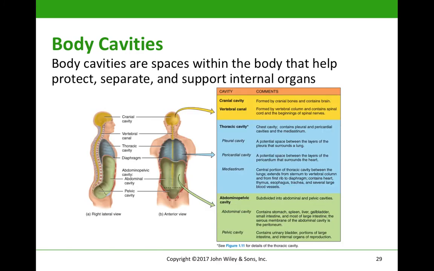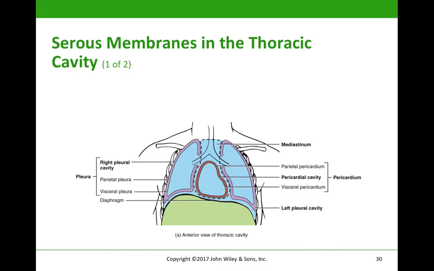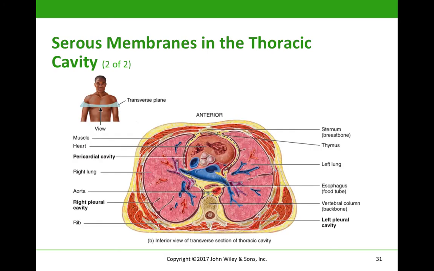So now this goes through and shows you each of the cavities we've talked about, as well as how they're formed, and some of the organs that you'll find in there. Same thing here, just showing you now the visceral and parietal layers, and where you see the space in between, that's going to be where the fluid is.